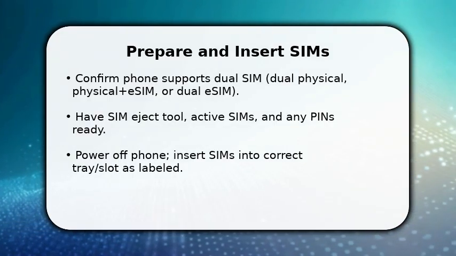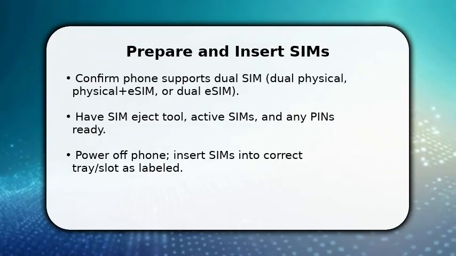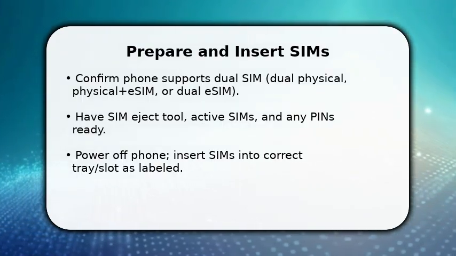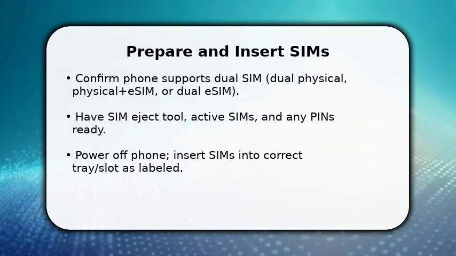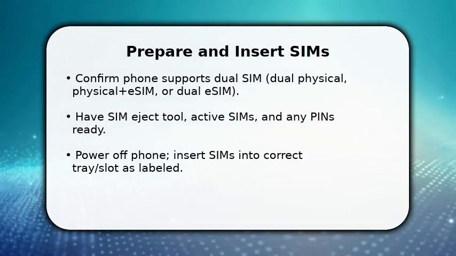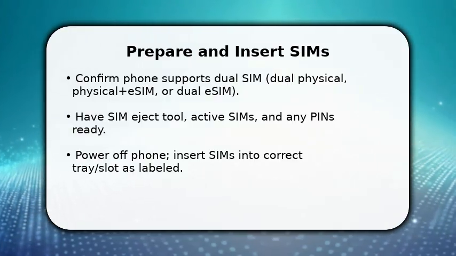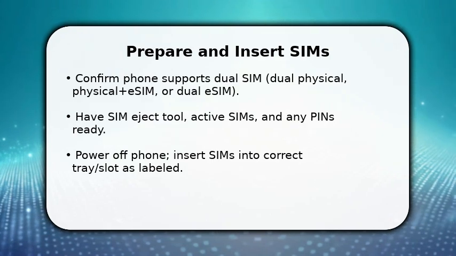Power off the device, use the eject tool, and place each SIM in its correct slot. Slot 1 versus 2 matters. Make sure the metal contacts face down and the tray clicks fully. Power the phone back on. The system will detect both lines and begin the registration process, which sets the stage for configuration.